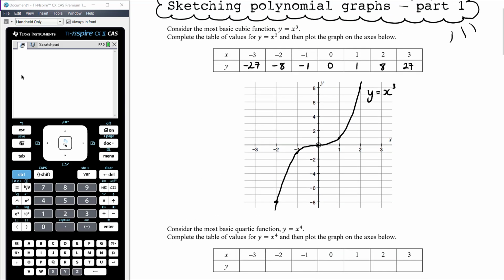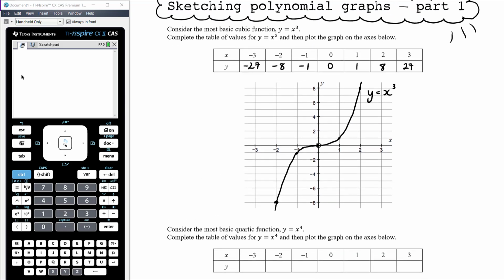Actually, before we do that, let's just talk about the cubic, because there's actually a new graph feature here that we haven't met. And that's what's happening at this particular point here. This is called a point of inflection. It's a point where the graph sort of bends but doesn't actually turn around. This is actually a particular type of point of inflection. It's a stationary point of inflection.